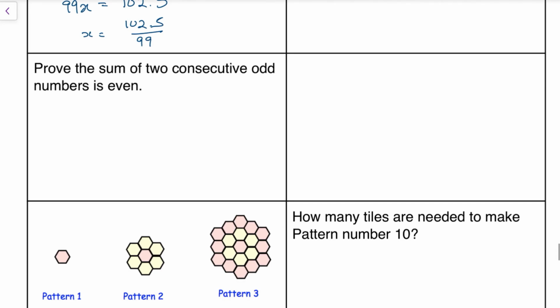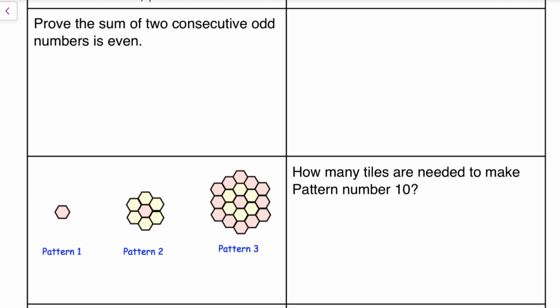Next question. Prove that the sum of two consecutive odd numbers. So these are pretty typical sorts of questions whereby you follow the same technique. So you set your numbers up. So let my numbers be, well, consecutive odd numbers are going to be 2n minus 1 and 2n plus 1, where n is an integer.